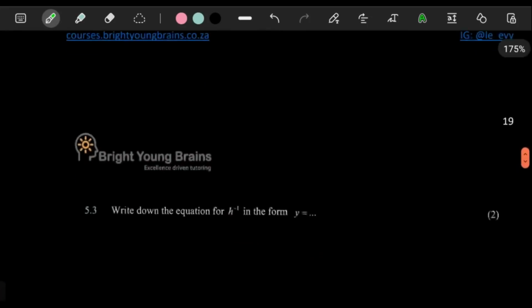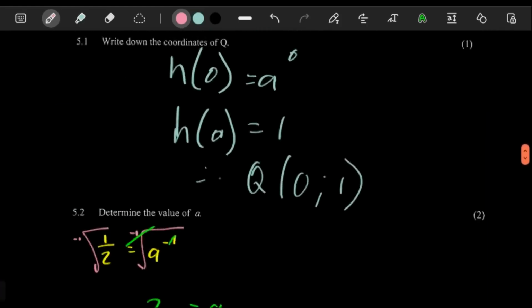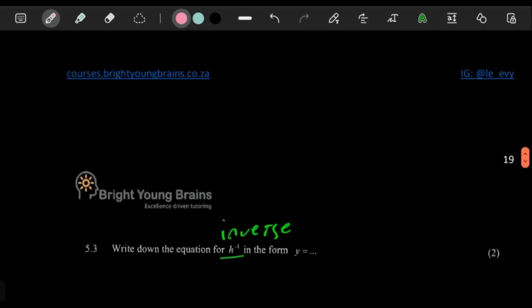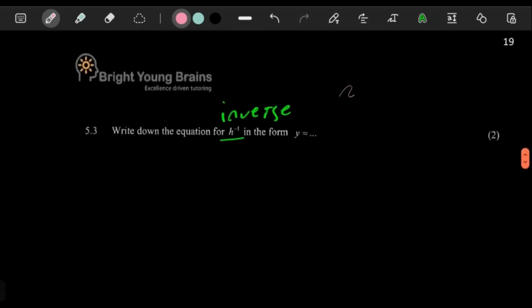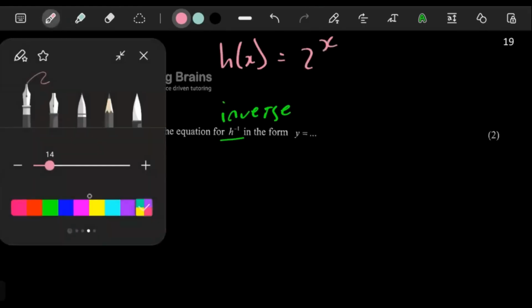Moving on, for 2 marks here, they say write down the equation of the inverse. That's what this is, inverse. So writing down the inverse, you already know the equation that they gave you is in the form h of x is equal to something. So firstly, h of x is equal to technically 2 to the power of x, since you got a 2 now.